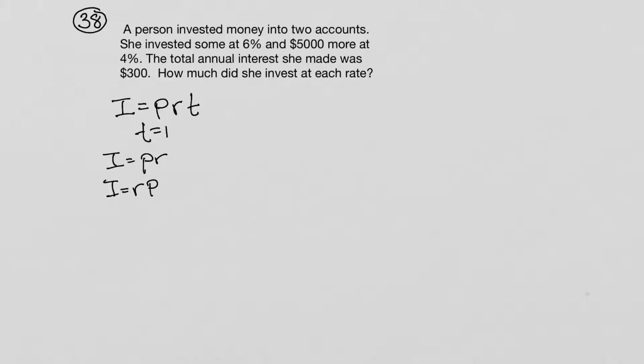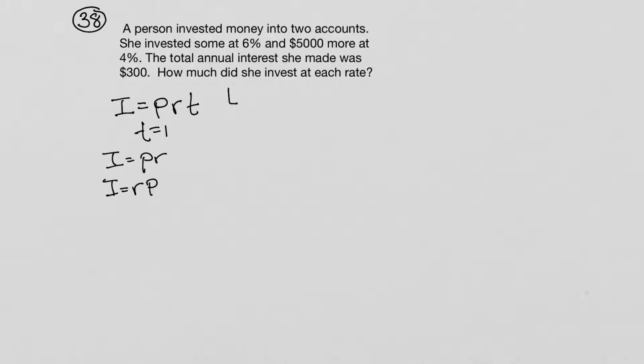So in our problem, we're investing some money at 6% and then 5,000 more than this amount at 4%. So let's introduce variables here. I think what we should do is let X equal the amount invested at 6%, because if I let X be the amount at 6%, then what is the amount at 4%? Well, according to the problem, the amount at 4% is 5,000 more than what we invested at 6%. So this is going to be X plus 5,000.